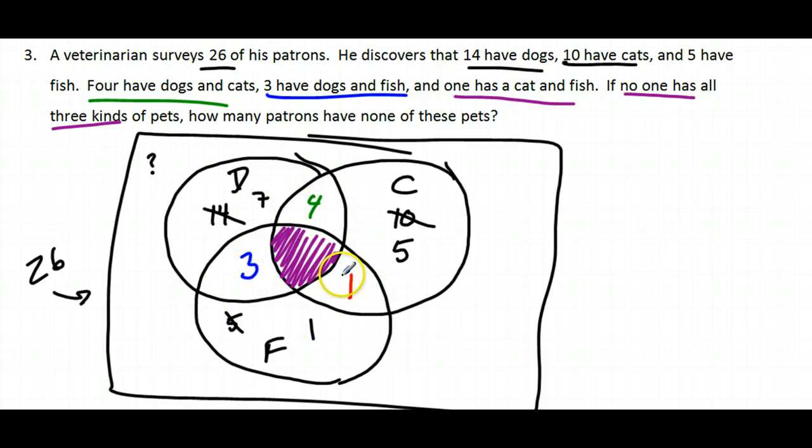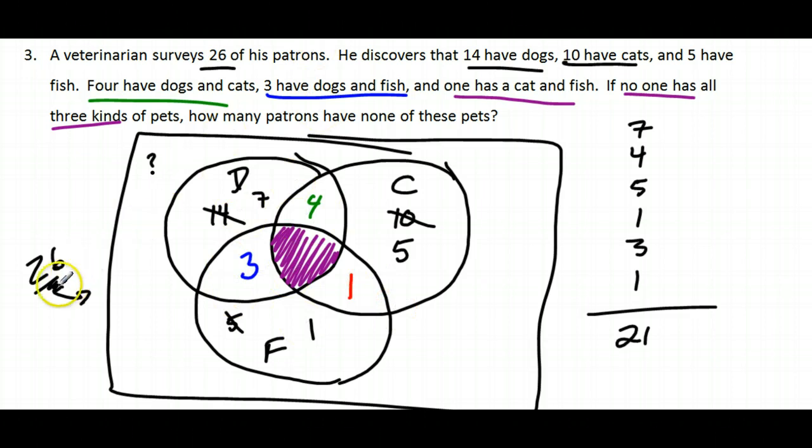I've got everything filled out. If he has 26 patrons, how many people am I missing? Well, let's keep a little tally here. 7 plus 4 is 11, plus 5 is 16, plus 1 is 17, plus 3 is 20, plus 1 is 21. We've only got 21 people accounted for.